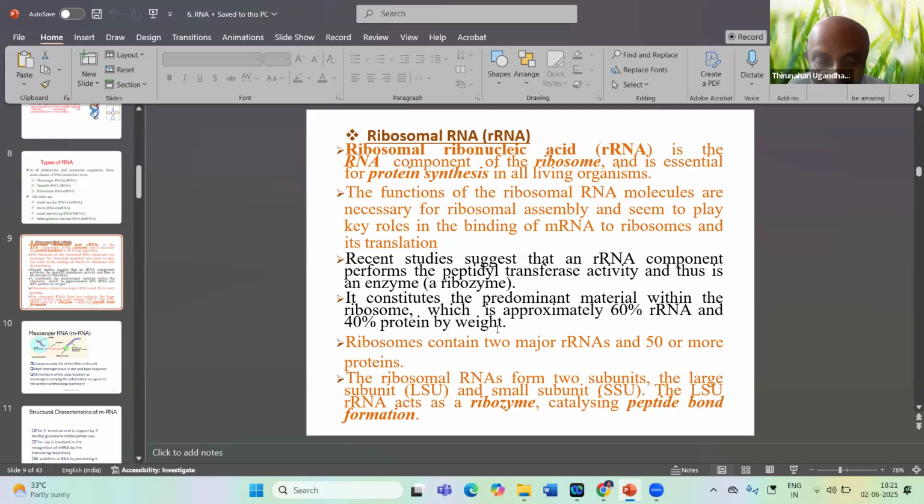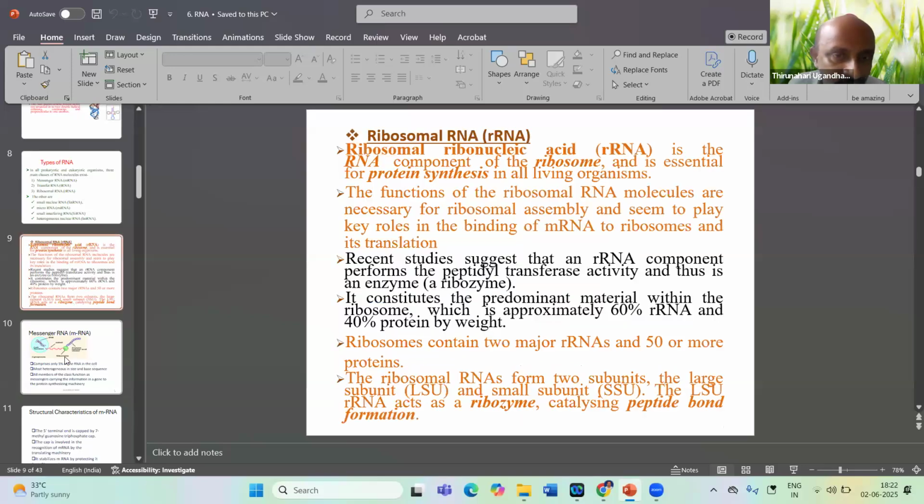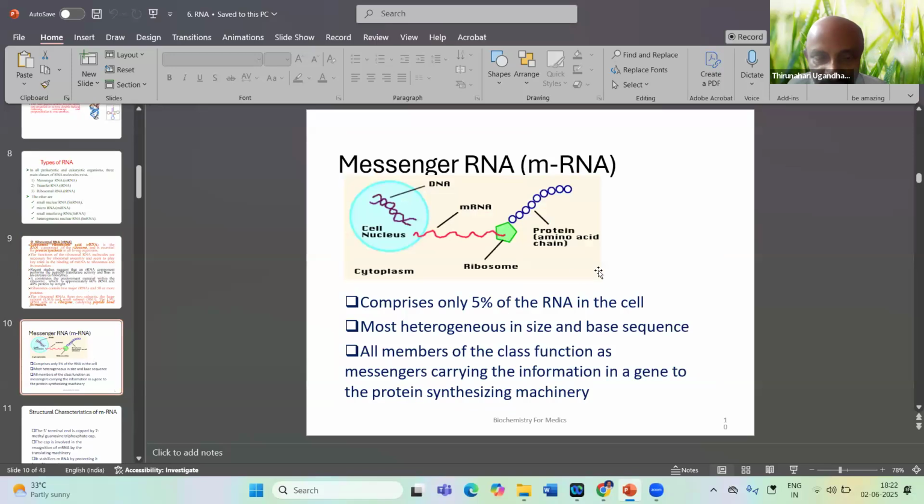The LSU rRNA acts as a ribozyme that catalyzes peptide bond formation. Next comes messenger RNA, mRNA. This mRNA comprises only 5% of the RNA in the cell. rRNA is the higher percentage of the RNA, but messenger RNA is only 5%.